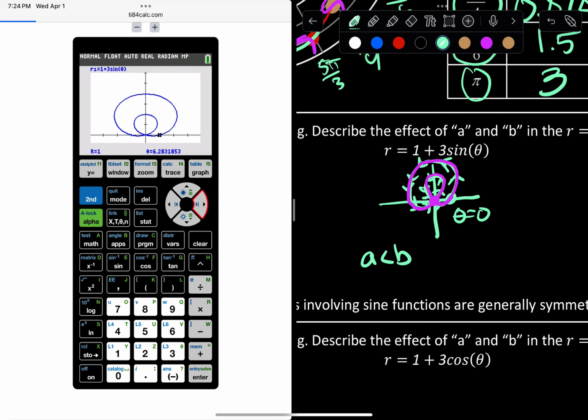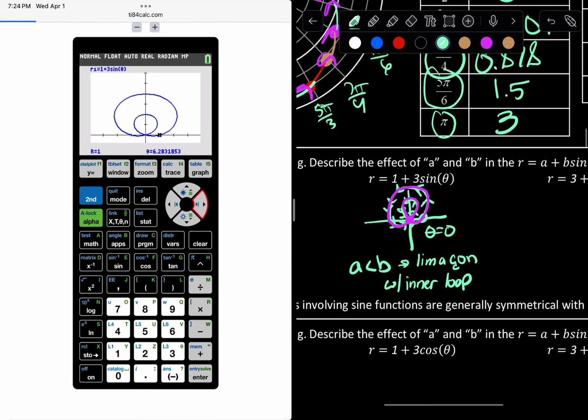What happens here is, I'm probably going to chop this up. It's called a limacon. It's a C with a little hook under it. I don't know what it's called. If some of you know, let me know. I didn't look it up. A limacon with inner loop. We just call it inner loop usually. Like, oh, it has an inner loop. You're not going to be assessed on that, okay? But that's when the constant is less than the coefficient.